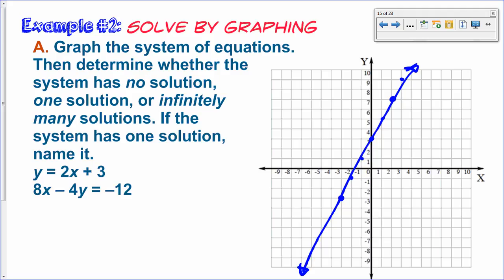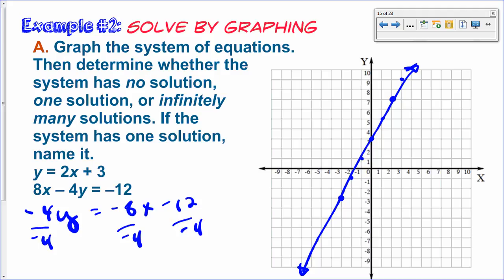Next line, what do I have to do with it? You have to put it in slope-intercept form and so forth. Okay, start me off. Subtracting, so that would give me -4y equals -8x minus 12. Divide by negative 4, and that gives me y equals 2x plus 3.